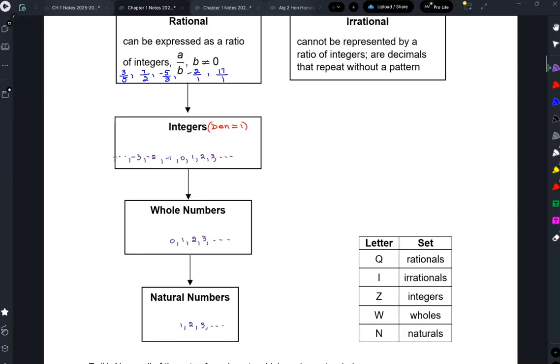Now, an irrational number, when I tell you this person's an irrational person, what does that tell you? Not like they're not real. Like they don't make sense. Like what they do does not make sense. There is no rhyme or reason to them, right? So irrational numbers cannot be represented by a ratio of integers. And here, I don't know what happened with my copy and paste, but these are decimals that don't repeat and have no pattern. So they don't repeat and they have no pattern.